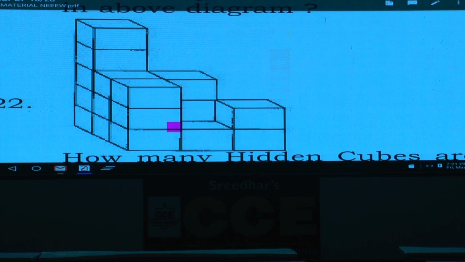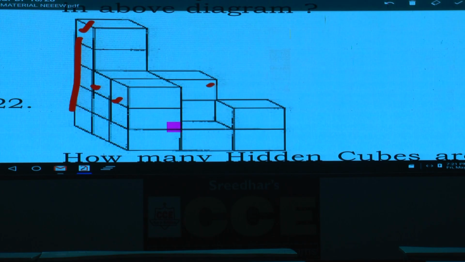Then 22nd answer. 22nd, 4. Now 1, 2, 3, 4, 5 blocks. Now in this one all the 5 blocks can be seen. Now here all the 3 blocks can be seen. Here also all the 3 blocks can be seen.